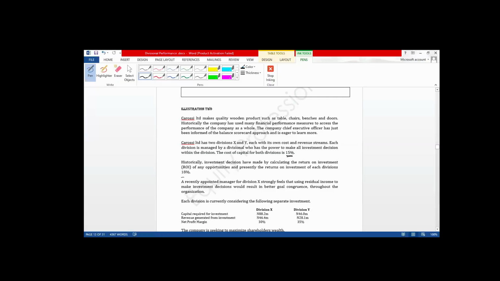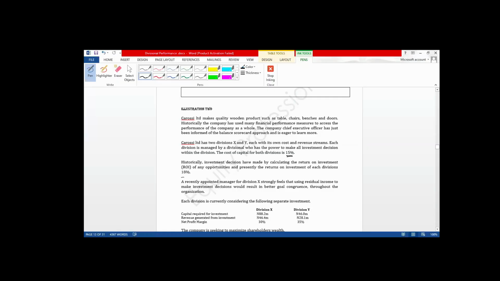We equally discuss residual income. Your residual income is your operating profit minus imputed interest charge. Your imputed interest charge is the capital employed multiplied by the cost of capital. We explained these two last week.